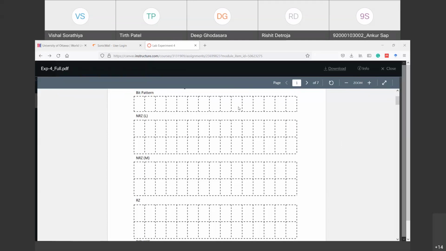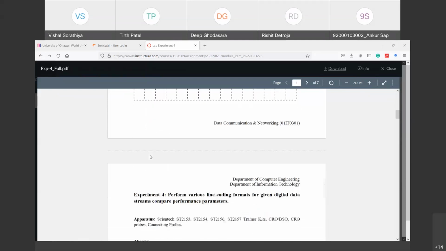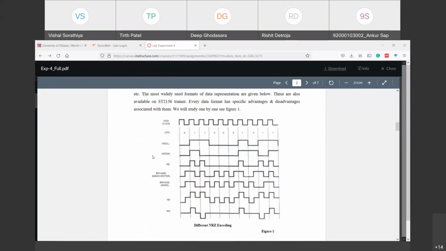You need to write the entire binary conversion of the last 5 digits of your enrollment number. And for that you need to draw the signaling of NRZ-L, NRZ-M, RZ, Biphase Manchester and Biphase Mark. Okay. And what do you mean by NRZ-L, NRZ-M?